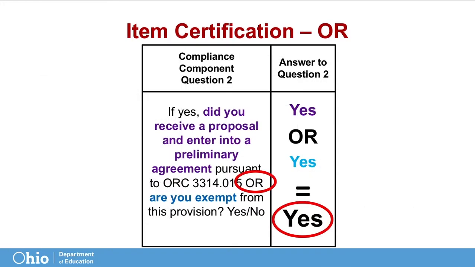If the response to the first question within the component question is yes, then the overall response to that specific component question is yes. If the response is no to both parts of the component question, then the overall response to the component question is no. This example concludes the review of certification determination for compliance items and how responses generate the determination within the worksheet.